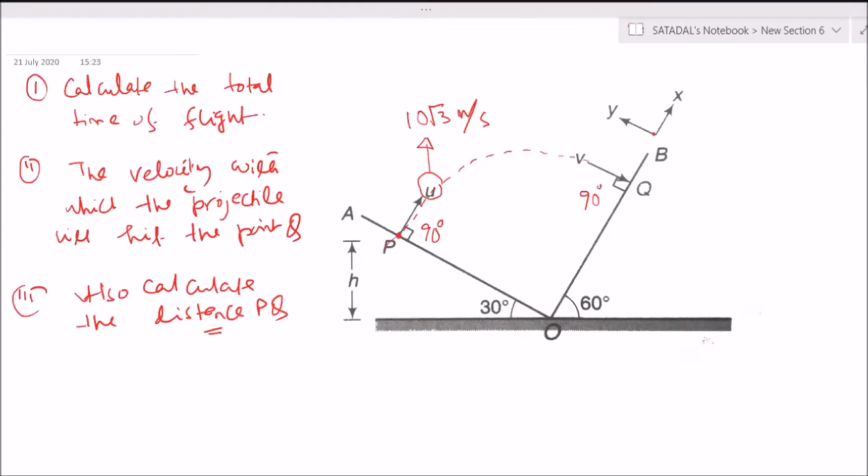Hey Shiva, hello. Yeah, tell me. Good afternoon, sir. Good afternoon. Is time 2 root 3 seconds? No, check calculation once. Okay, sir.